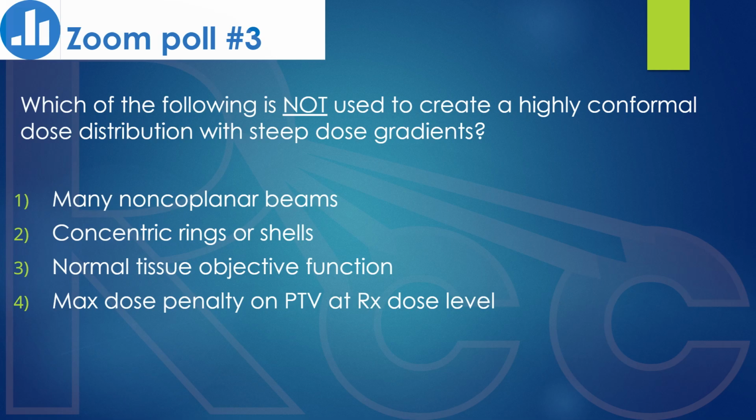Okay. And so the answer is number 4. That is a max dose penalty on the PTV at the prescription dose level. That is, trying to achieve uniform PTV dose will absolutely compromise the dose gradient. It will make the dose gradient more shallow. It will increase the dose to the healthy tissues nearby if you try to achieve a uniform PTV dose.